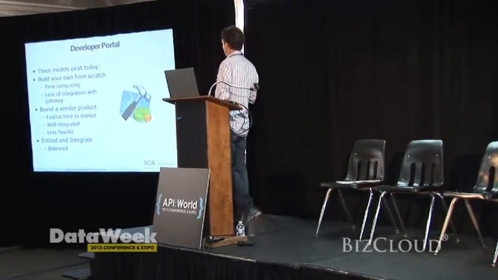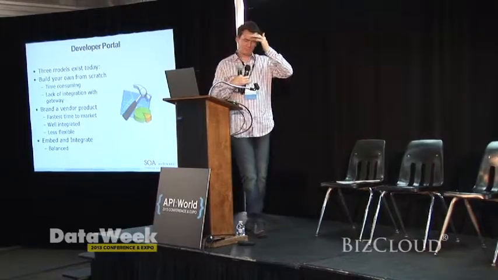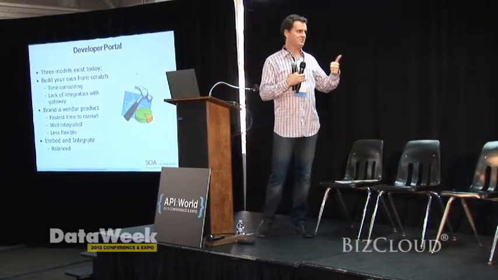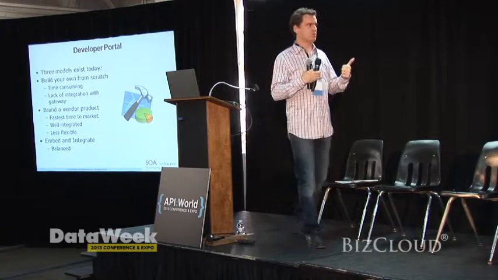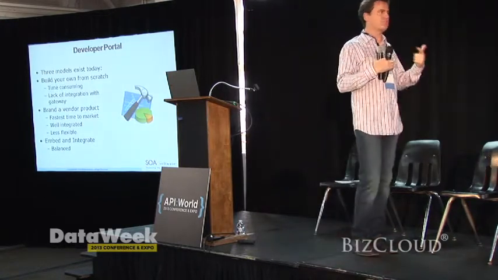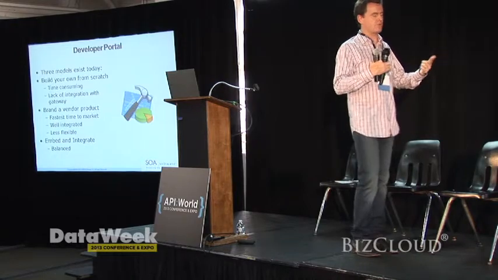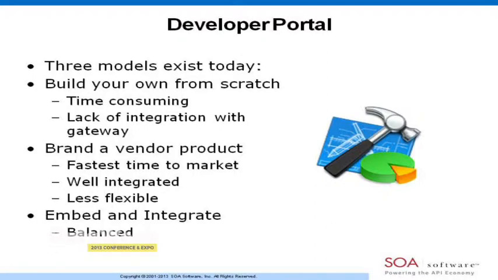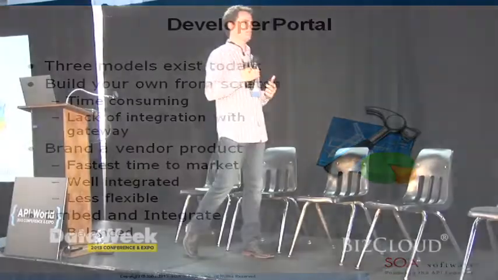Then there's the developer portal, and again, 3 models, or this time 3 models. You can build your own from scratch. Everybody likes to build everything themselves. It's time-consuming, and there's a lack of integration with something like a gateway. So let's assume you already have an API gateway product. If you build your own portal, you're going to have to figure out how to integrate with that gateway. You're going to have to figure out how to manage the scopes within OAuth and how those map to APIs and inform the gateway how to do its OAuth with a product that you've built internally.